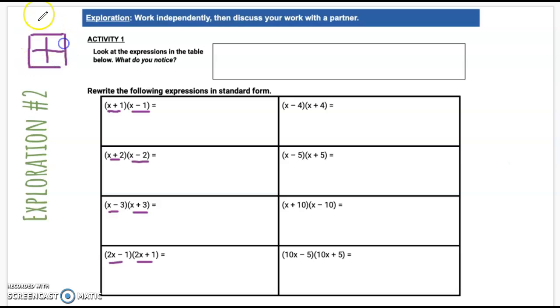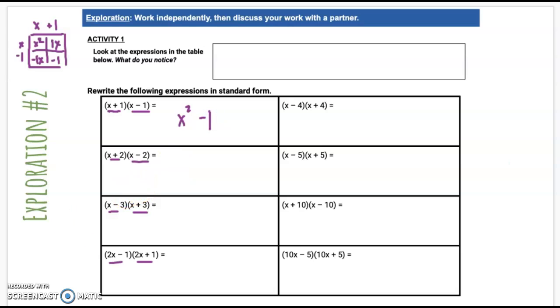So I've got x plus 1, x minus 1, right? So x times x, that gives me x squared. X times 1 is 1x. X times negative 1 is negative 1x. Negative 1 times 1 is negative 1. And I'm going to combine my like terms. So negative 1x plus 1x, well, that gives me 0x. So I have x squared minus 1.